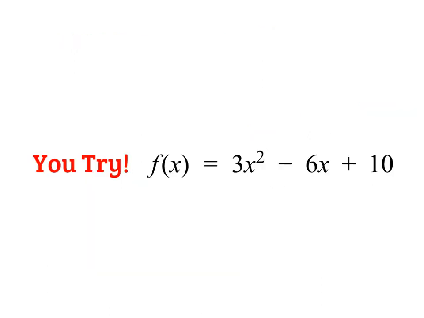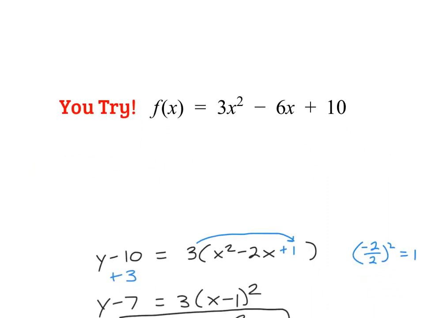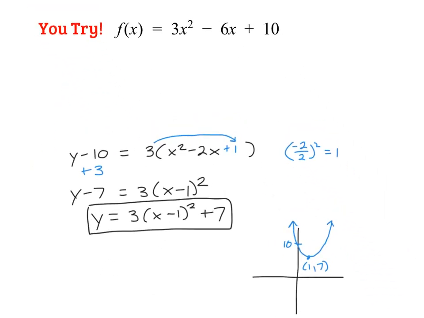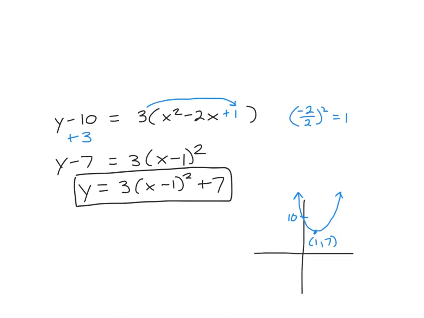So at this point, I'm going to ask you to pause the video and see if you can try rewriting this quadratic equation in standard form. Okay, let's check your work here. So you should end up with the equation y equals 3 times x minus 1 squared plus 7. And you could see I sketched a little graph, so my vertex is at 1, 7, my y-intercept is at 0, 10, and you should be good to go.